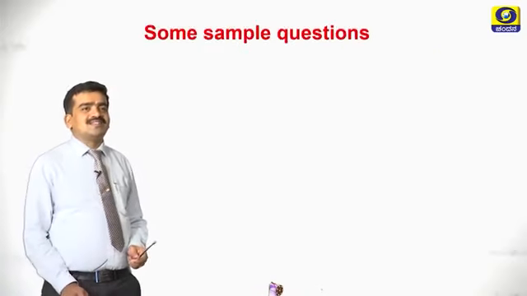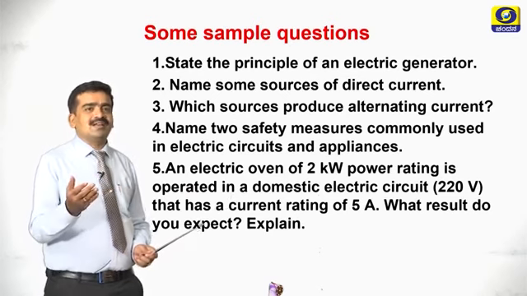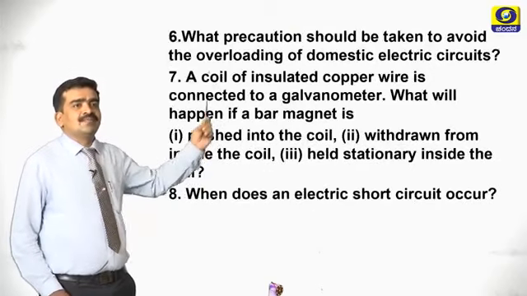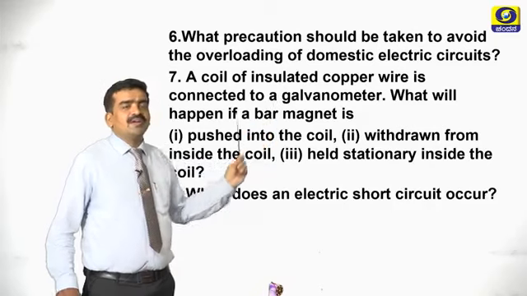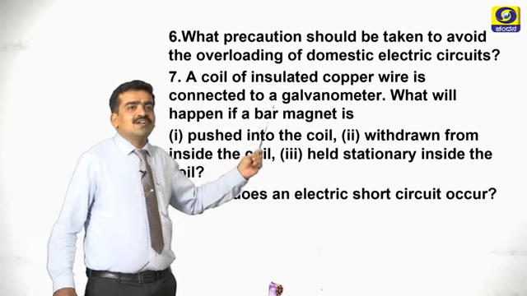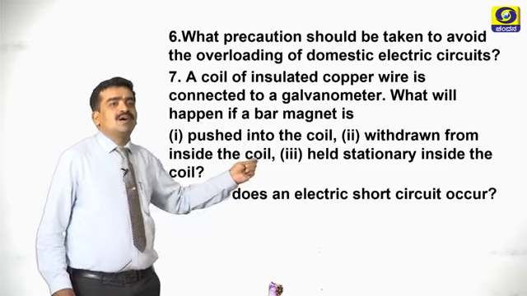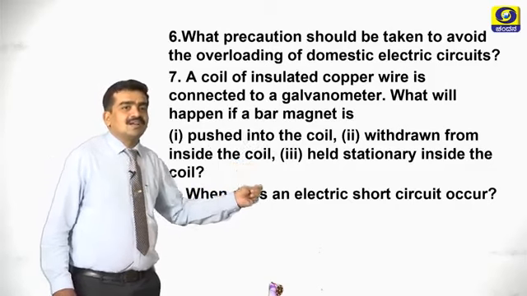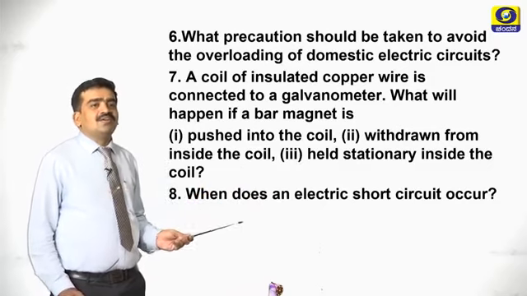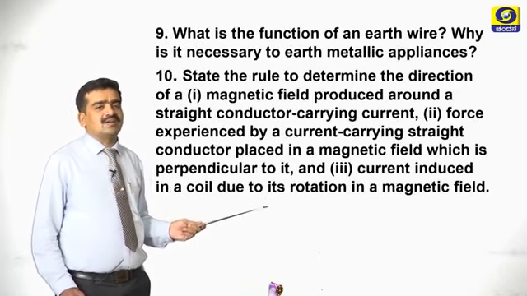Let us see some sample questions on the lesson. Here I am showing you some model questions. You can prepare many more questions like this. See another question you are seeing here. What precautions should be taken to avoid overloading of a domestic electric circuit? A coil of insulated copper wire is connected to a galvanometer. What will happen if a bar magnet is pushed into the coil, withdrawn from inside the coil, held stationary inside the coil? When does an electric short circuit occur? So, these are some sample questions you can expect in the exam.